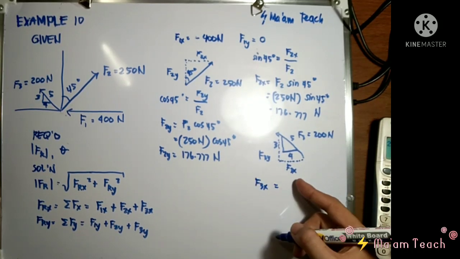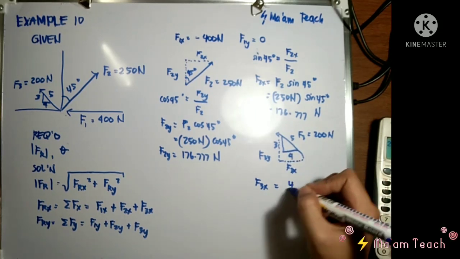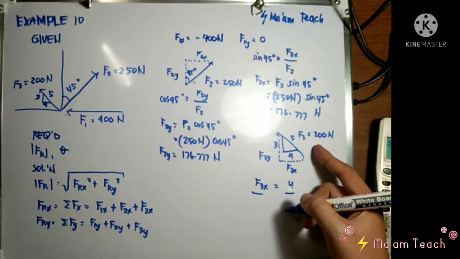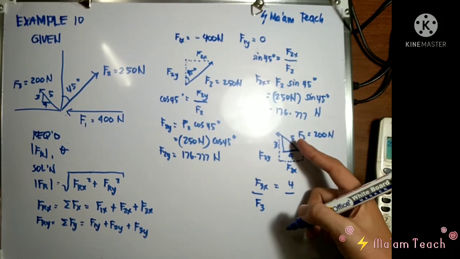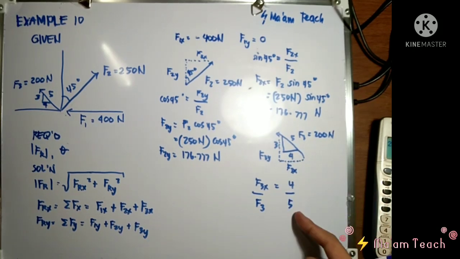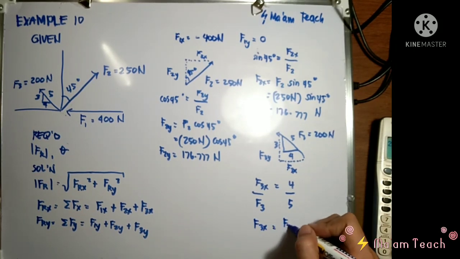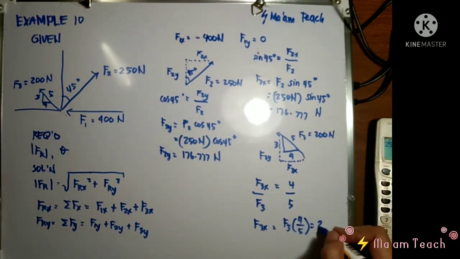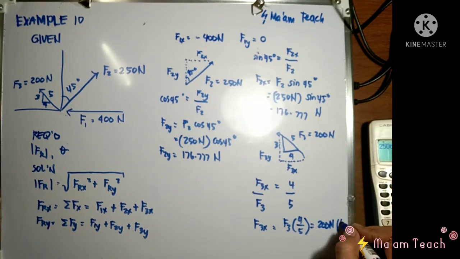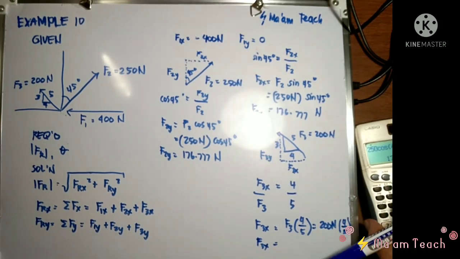So what is the similar side on the small triangle? So that is 4. Okay, now since we are given the hypotenuse, which is F sub 3, the corresponding side here in the smaller triangle is 5. Can you follow? So therefore, F3x will be F3 times 4/5, or that is, your F3 is 200 Newton times 4/5. Okay? And your F3x will be 200 times 4/5.